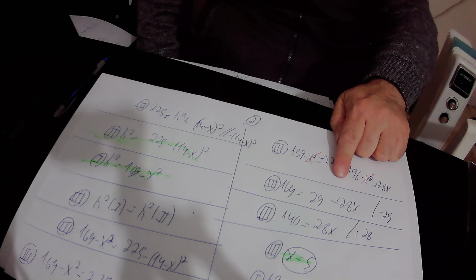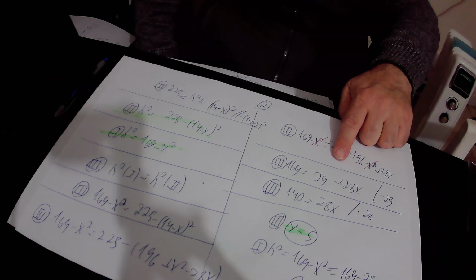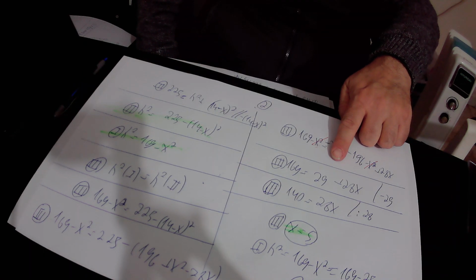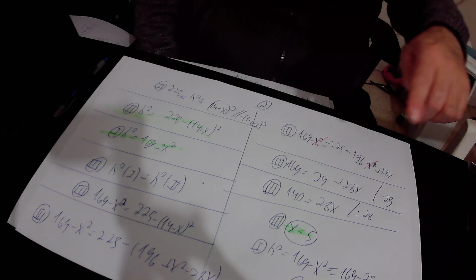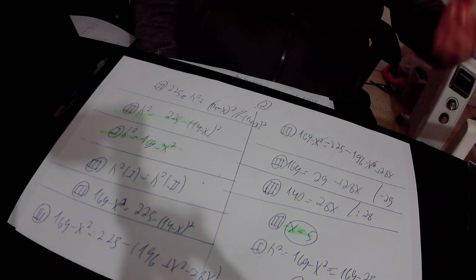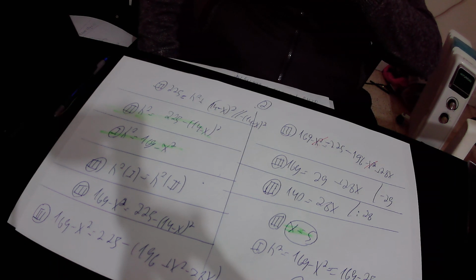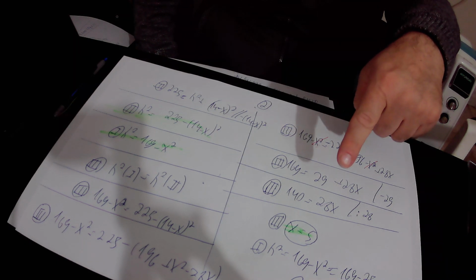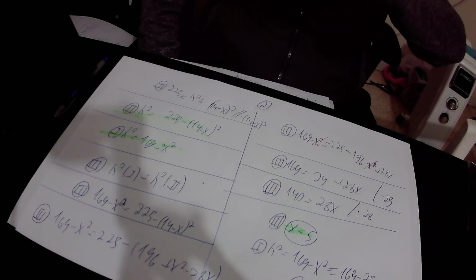Here we subtracted 29 from this equation number 3, and found out that according to equation number 3, 169 minus 29 is 140, that is equal to 28x. Here we divided this equation number 3 by 28, and finally found out that x equals 140 over 28, which is 5. So x equals 5.